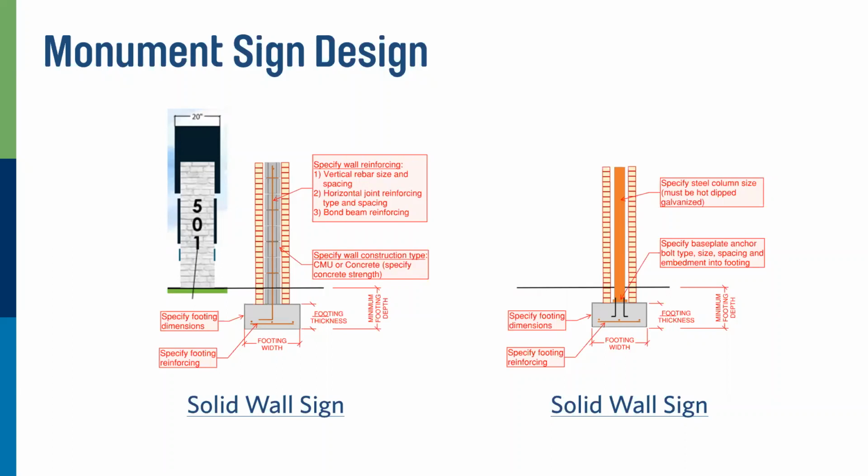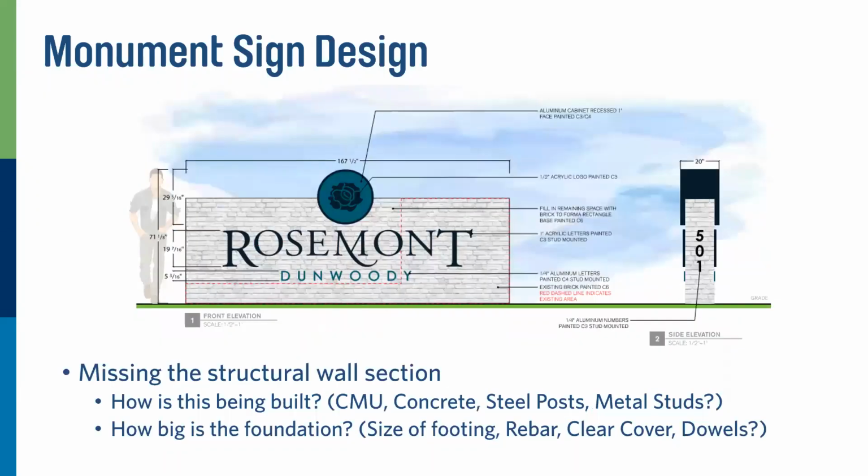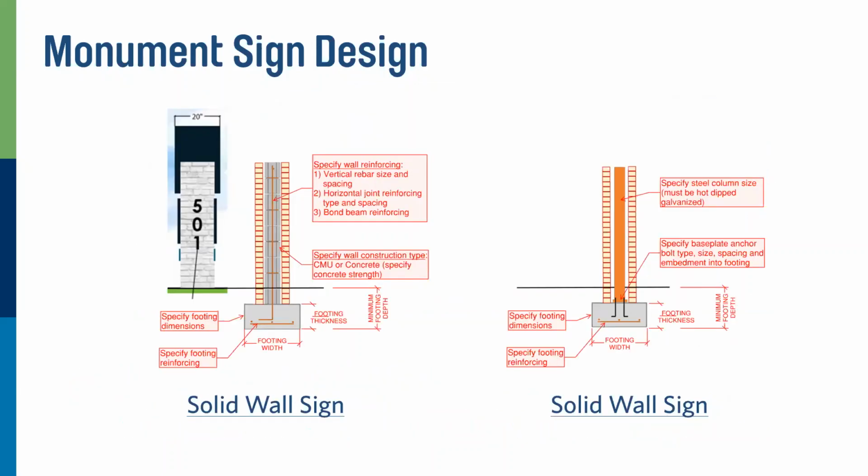The other one over here is actually for a post. Another type of sign that we see for monument signs is where people put steel columns. So maybe like in the other picture back here, you may have a steel column on the left-hand side and a steel column on the right-hand side, and they have this prefab sign that they will slide over the columns and attach to it.